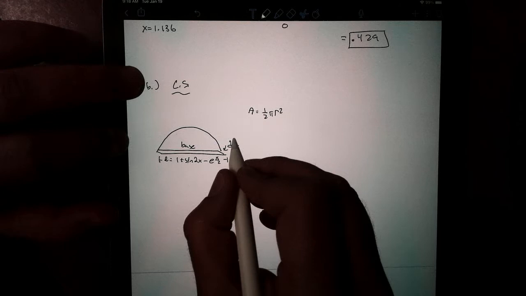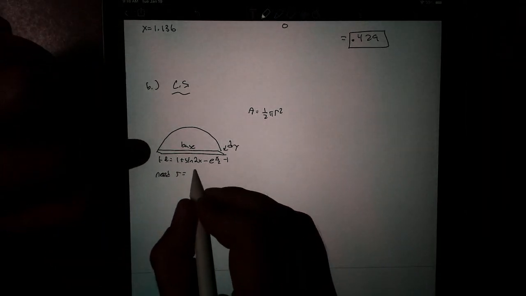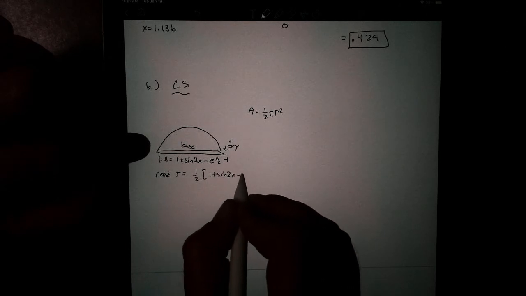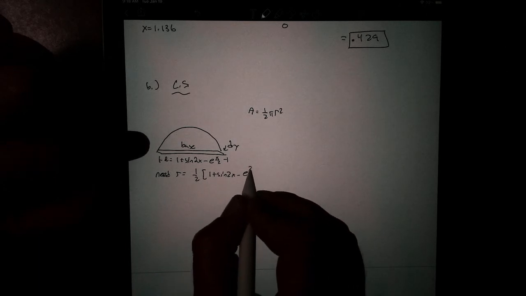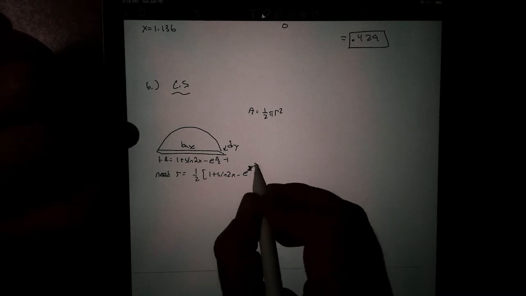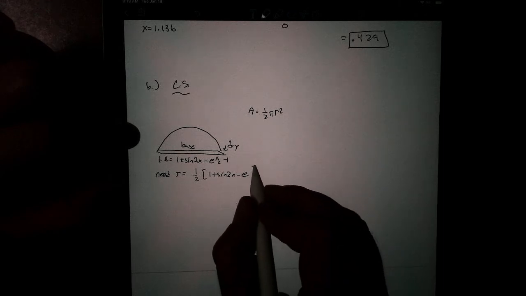So what we need is the radius. To get the radius, I just take half of that. It's ugly, but that's why we're using a calculator on this one. E to the x over 2. I'm just going to erase it, hopefully. E to the x over 2.